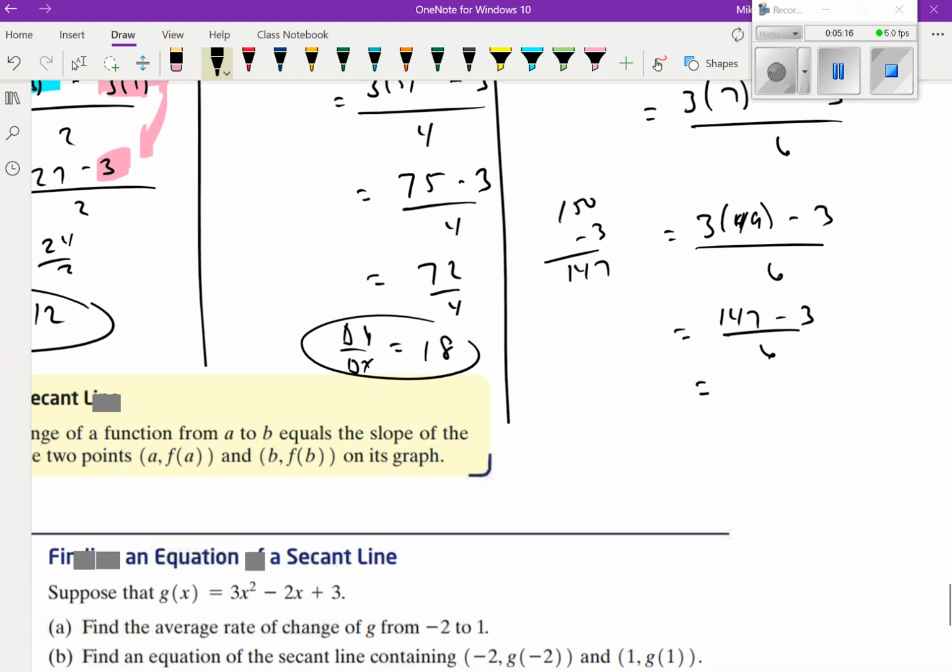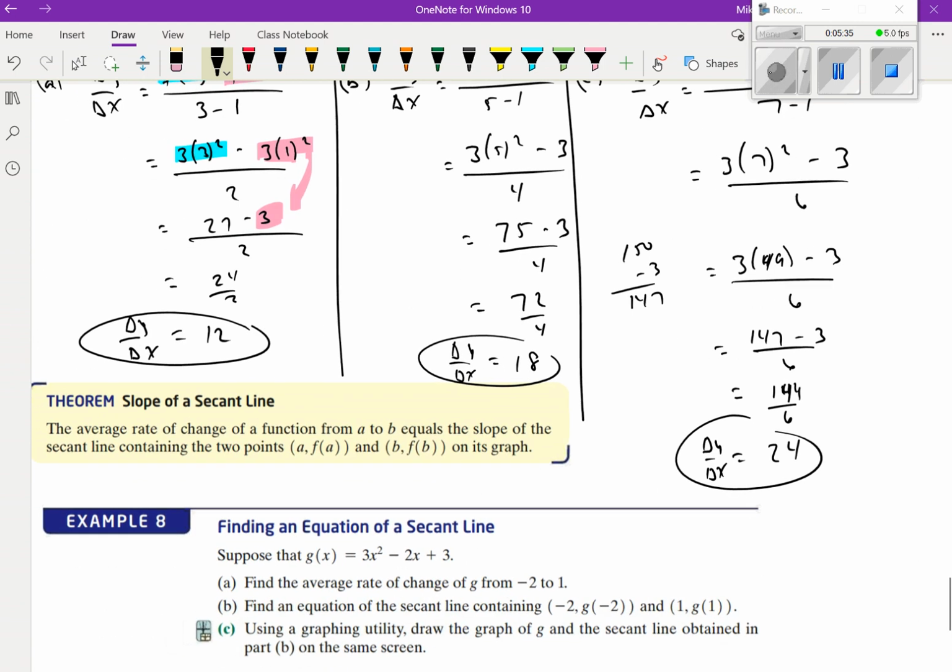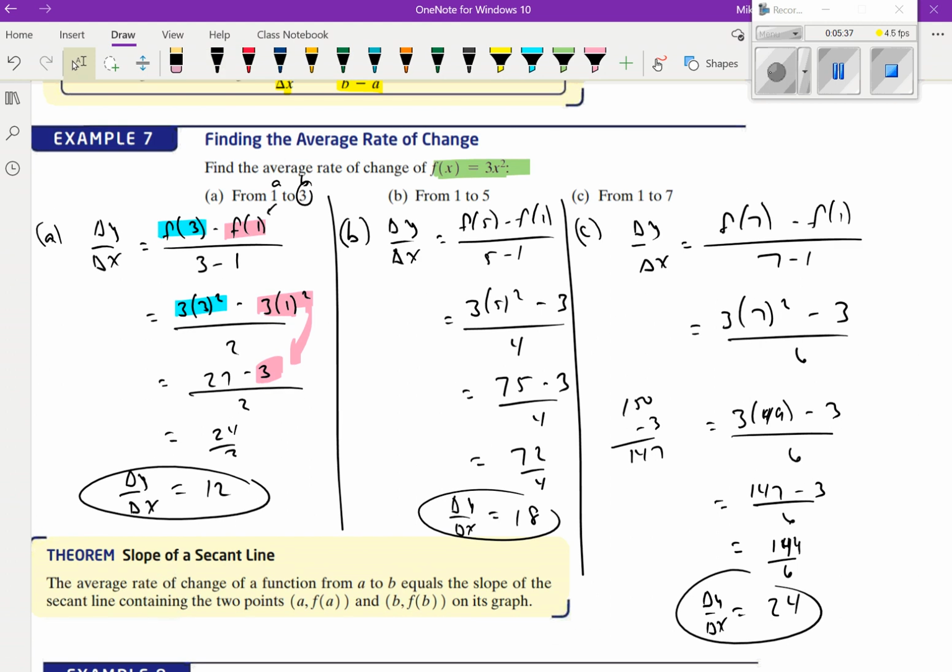And let's see, so 147 minus 3 is 144 over 6. And 144 divided by 6, let's see, 4, so 24. So it's change in y over change in x. So that ends up being 24 in this case. So what did we just do? We calculated the average rate of change between any 2 points.